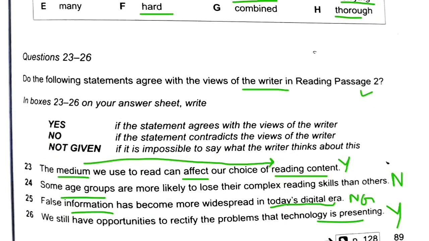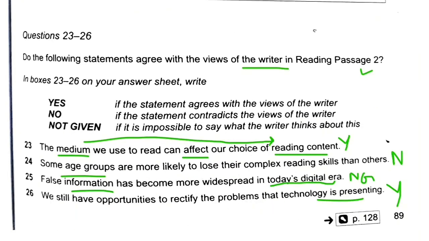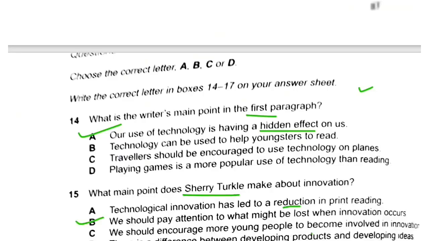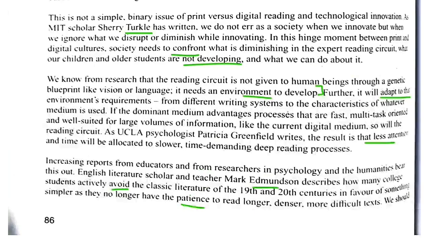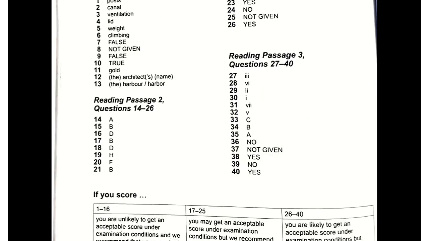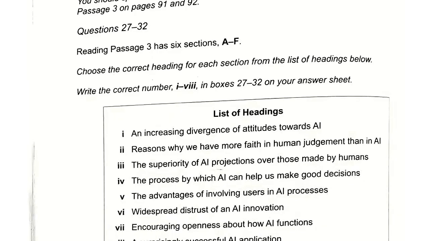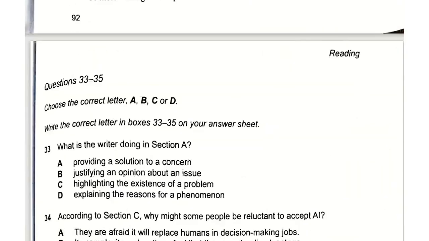question is yes. So in this test paper, we have solved yes, no, not given, complete the summary, and MCQ questions. So we have clearly understood how to attend these types of questions. So in this test paper, we'll be looking at how to solve the list of headings, MCQ questions, and yes, no, not given.